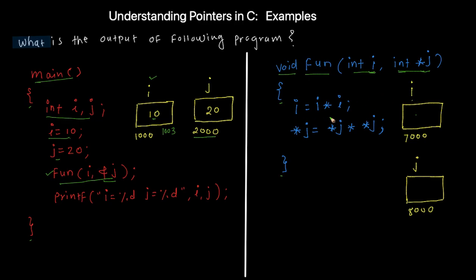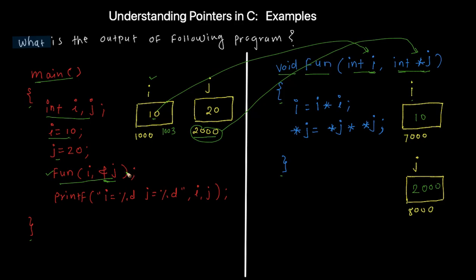Okay. Now with this call, I's value, which is 10, will be passed to this I. So this value 10 will be passed here. So 10 will be assigned to this I, and &j will give us the address. So this address will be passed to this pointer j. So j will be storing 2000.